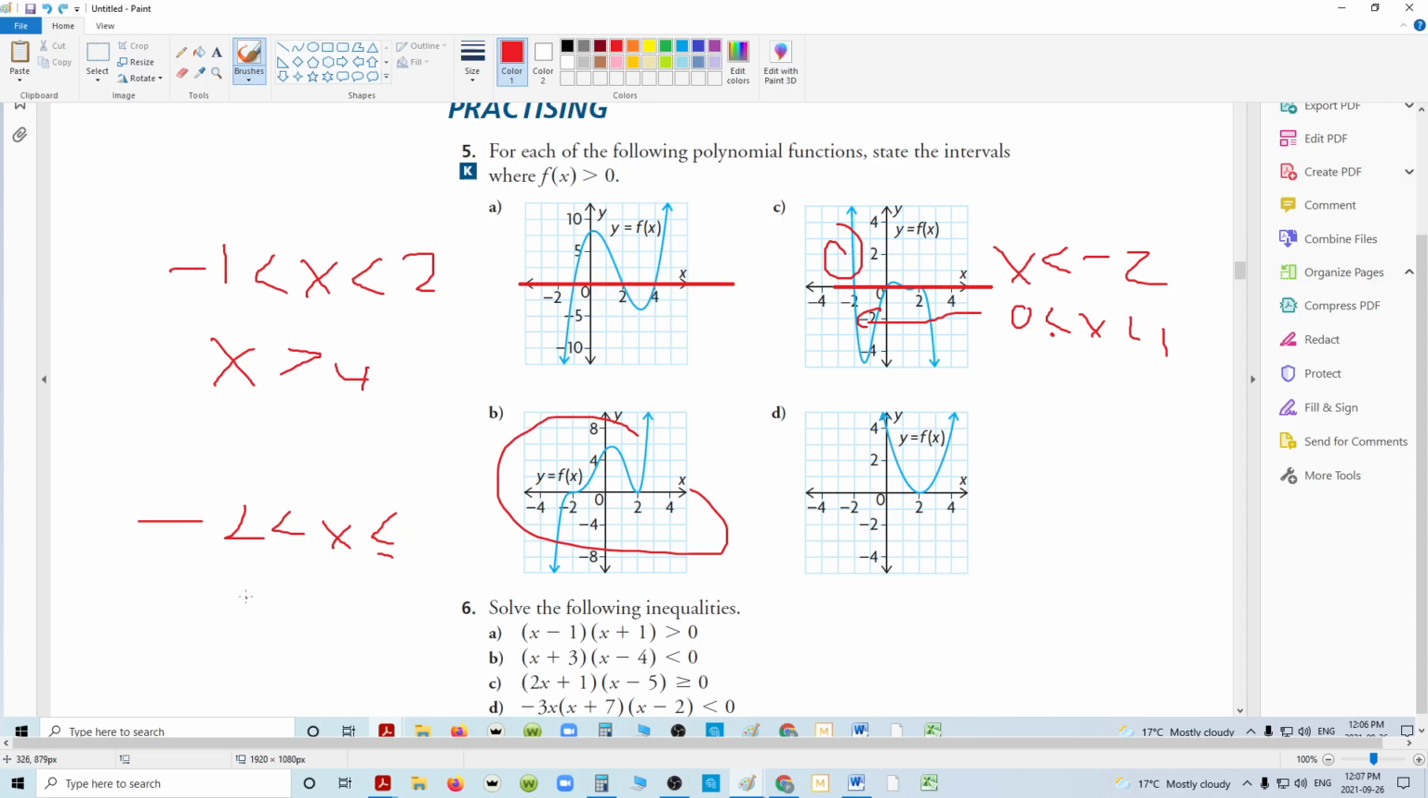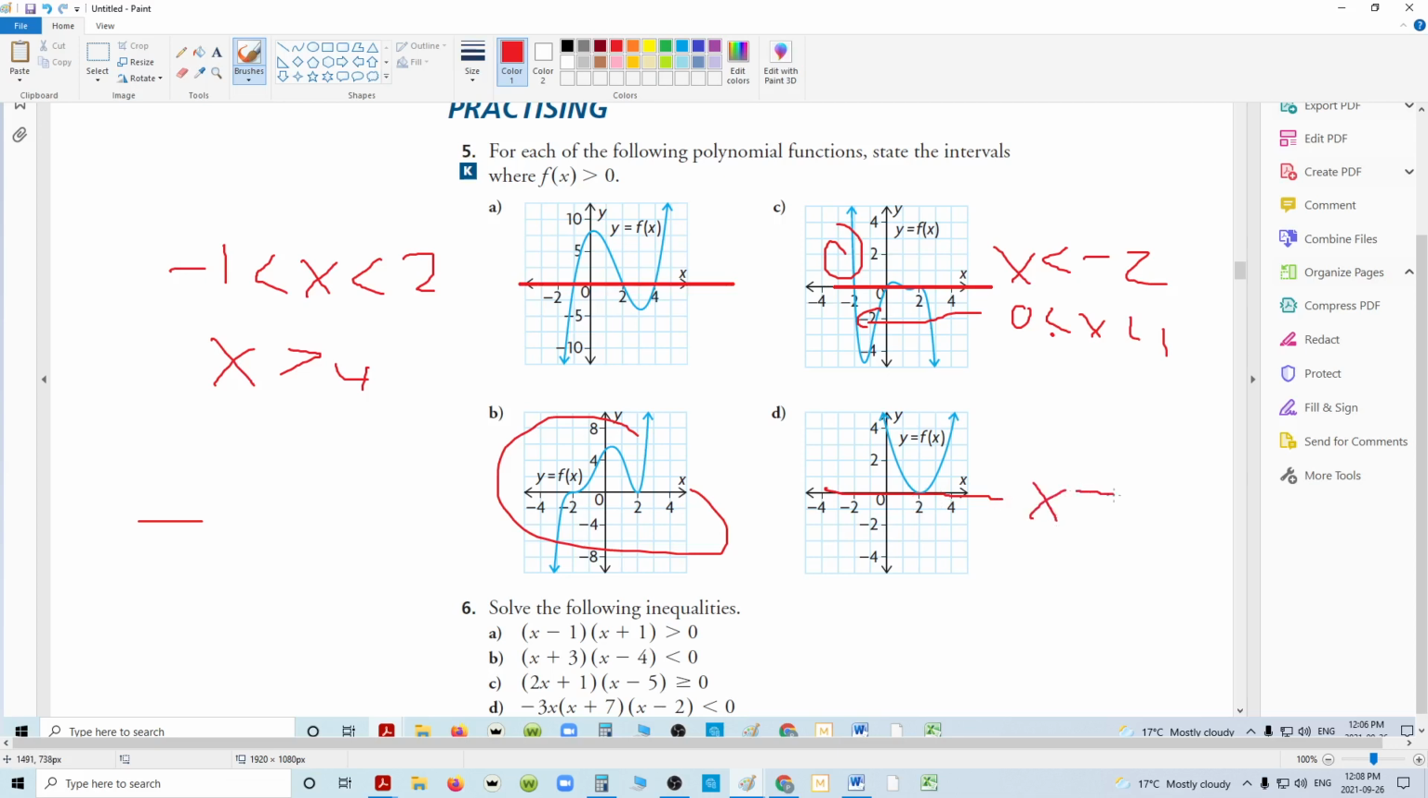Or even better, you could just say x when x is bigger or equal to minus 2. But because they don't want the 0, you must exclude that point there. Okay, moving on. When is this bigger than 0? You might be tempted to say all of them. But no, it touches 0 there. They don't want that line.